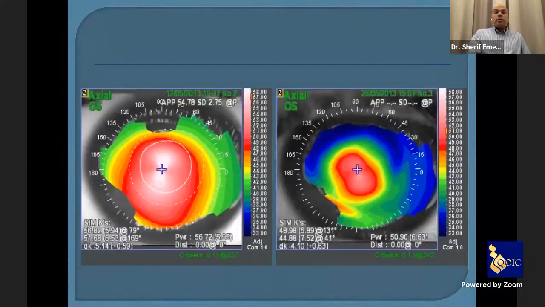So I did corneal topography for him, OBD scan. I can see very good result. I can see significant flattening of the cornea. I can see displacement of his apex to the center. The ectatic area became less. So I told him everything is going fine, everything is okay. It's just a matter of time.